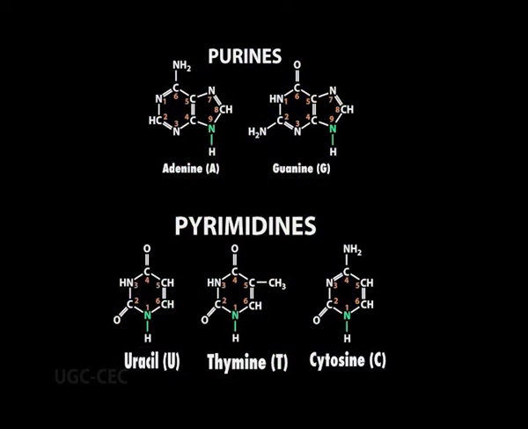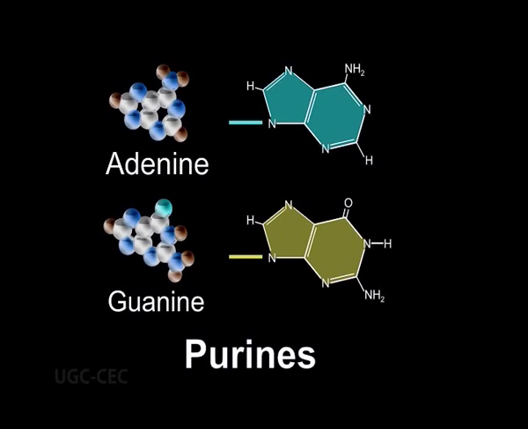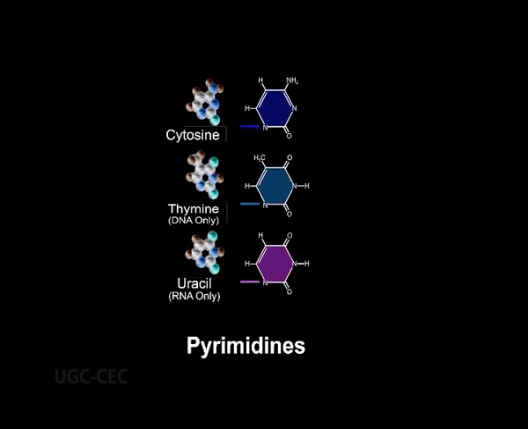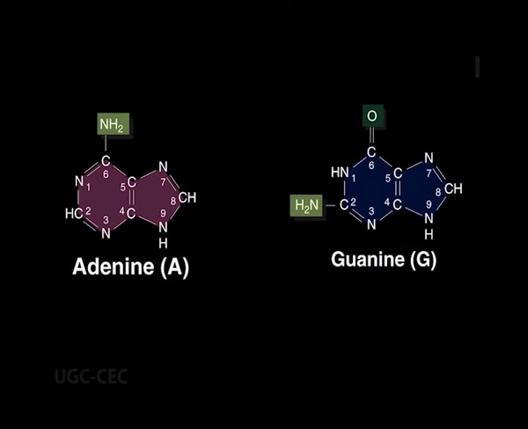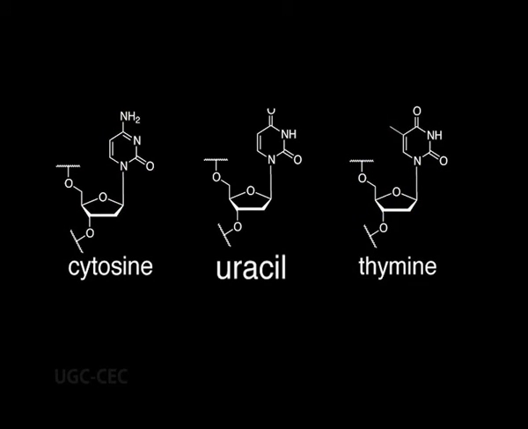There are two kinds of nitrogen-containing bases in nucleic acids, purines and pyrimidines. Purines consist of two fused nitrogen-containing rings with a total of 9 ring atoms. Pyrimidines have only a 6-membered nitrogen-containing ring. Purines and pyrimidines are flat, hydrophobic, aromatic molecules that absorb ultraviolet light at 260 nanometers. There are two purines, namely adenine and guanine, which are found in both DNA and RNA, and 3 pyrimidines, namely uracil, thymine, and cytosine.